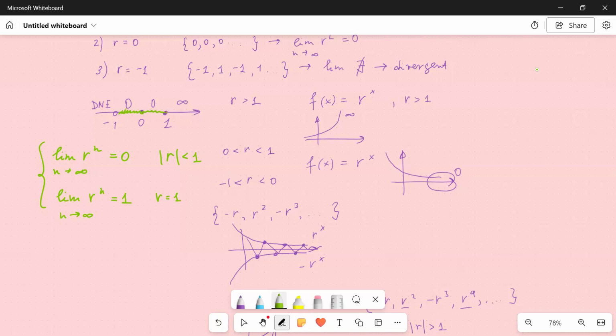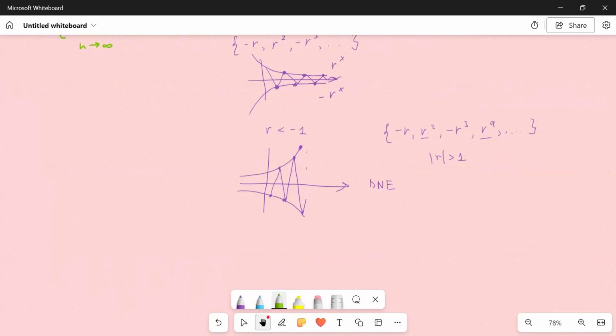This endpoint is divergent. We already know there is no limit. This part is divergent because it doesn't go anywhere, positive or negative infinity, and this part is divergent because it goes to positive infinity. We'll need to remember this sequence. I'll give you maybe a couple of examples to see how it works.